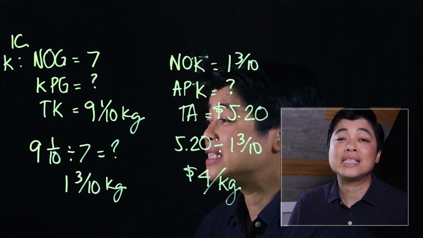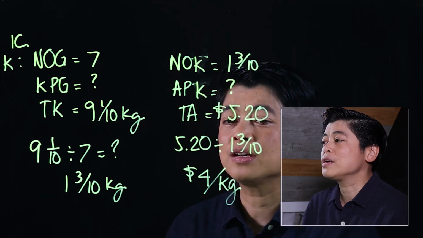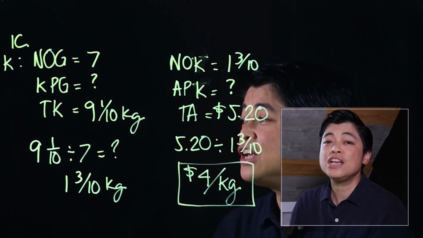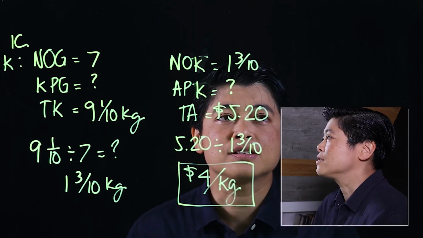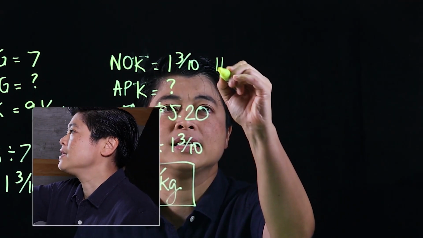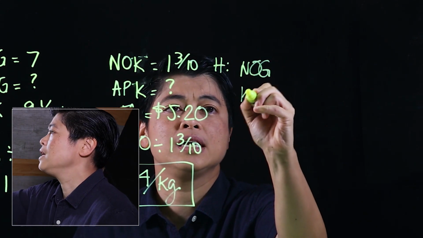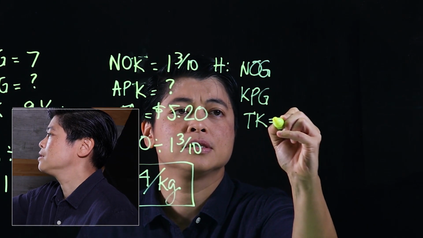We do the same for Hassan. Why do we do the same for Hassan? Because we want to compare how much per kilogram each one sold so that we can decide who to buy from. So the setup is the same. This time it's H: number of groups, kilos per group, and total kilos.